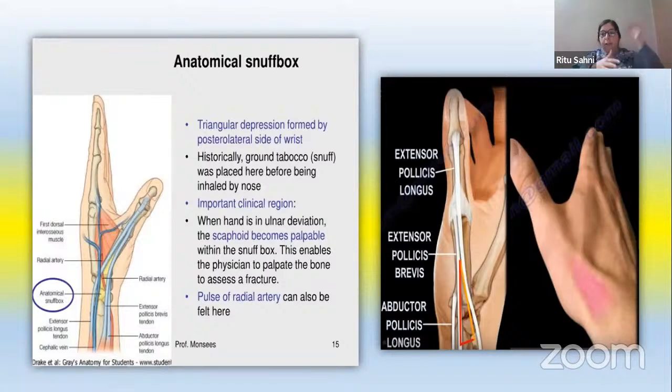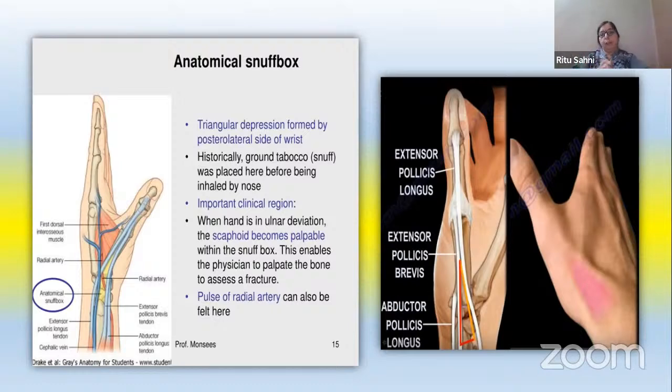Historically, people who used tobacco would keep their tobacco in the snuff box and take the smell of it. So that kind of structure, this is the snuff box. And it is very important as a clinical region, because when the hand is in ulnar deviation, the scaphoid becomes palpable within the snuff box. That enables us to palpate if there is any fracture. And also the pulse of the radial artery can be measured at this point.